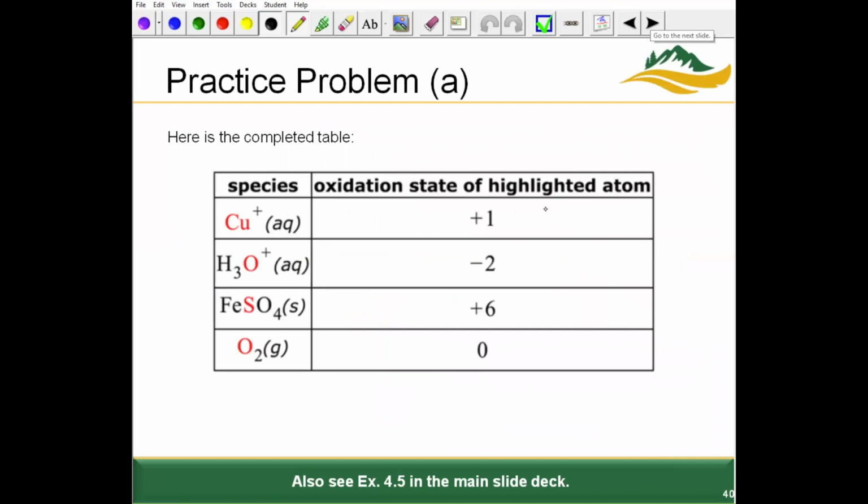Here are our final answers then. Just for the Cu ion is +1, oxygen -2, sulfur we figured out +6, then oxygen, just a free element, is 0. There is example 4.5 to look at for more practice in the main slide deck. It's going to be really crucial you're comfortable assigning oxidation numbers as we get into the rest in the next part of chapter 4. There we'll be working on actual redox reactions, so being able to identify these oxidation states will be important.